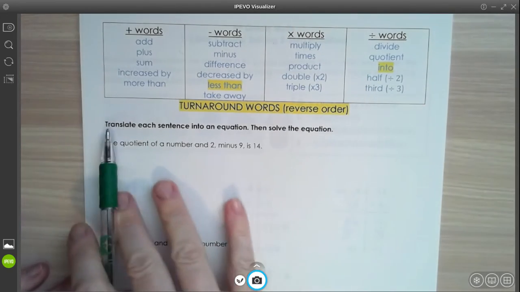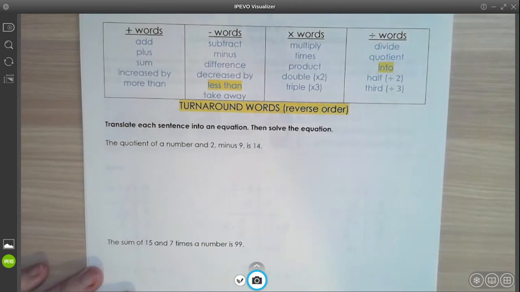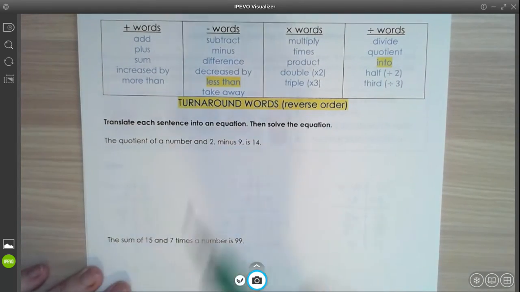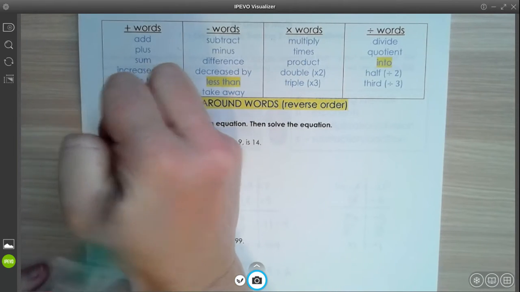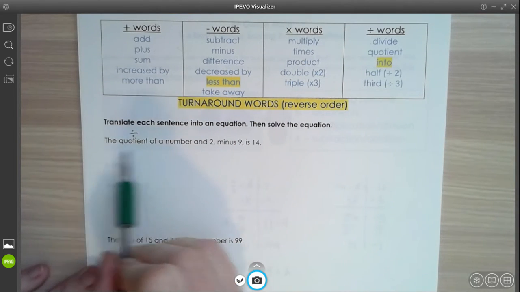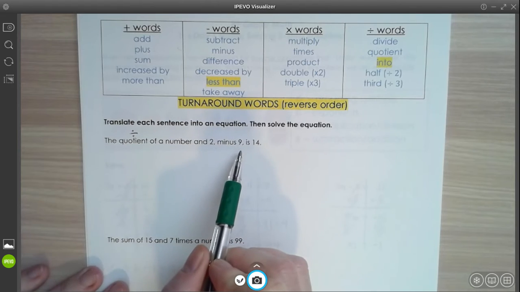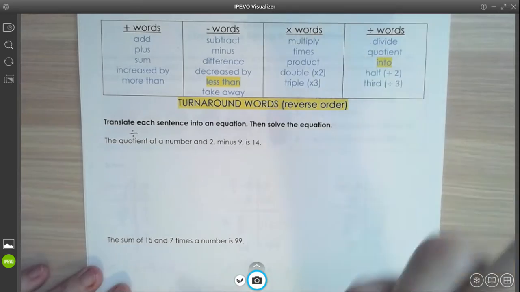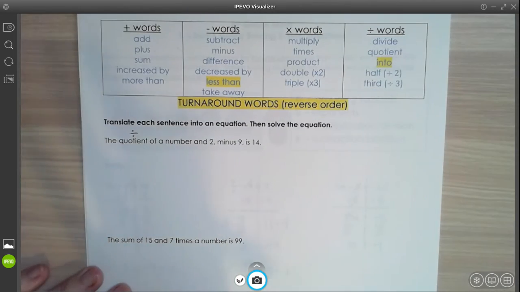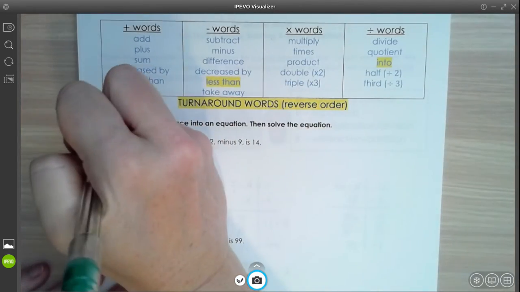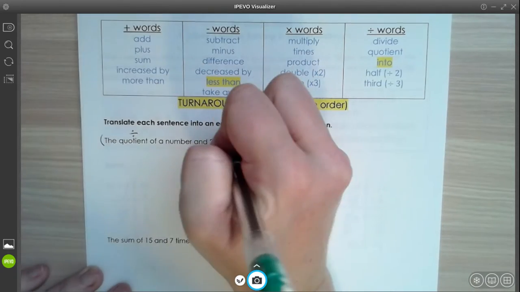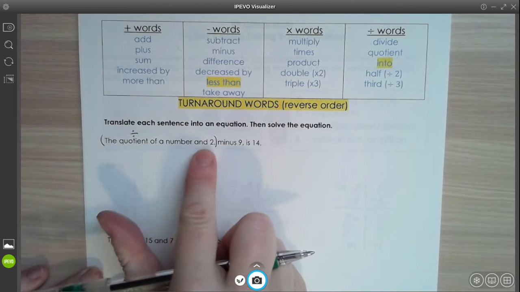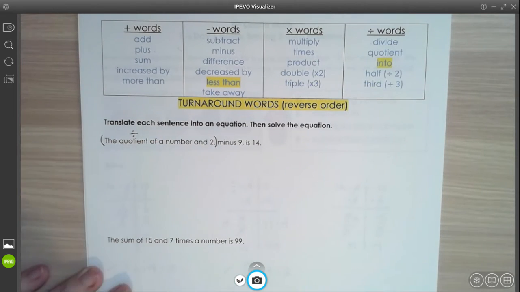Okay, so it says translate each sentence into an equation and then solve the equation. So the first one is the quotient. Quotient indicates we're going to be using division, okay? And notice here we don't have parentheses, we have commas. The commas denote where we would have parentheses in a problem, grouping certain parts. So here this whole part is together. So the number and 2 is going to be divided.